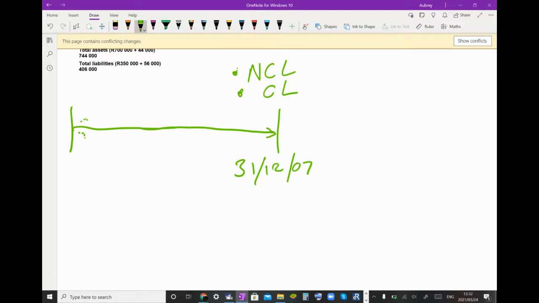It says on 1 January 2007, Peter bought a vehicle on hire purchase for 260,000. This is not the cash price, but the hire purchase price. This means that interest for the whole financing period has been added to the cash price to arrive at 260,000. Okay. His vehicle is fully financed through Best Finance CC.